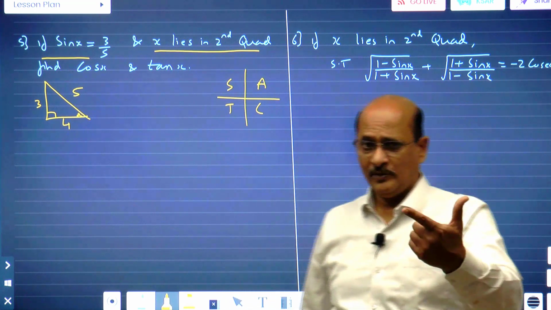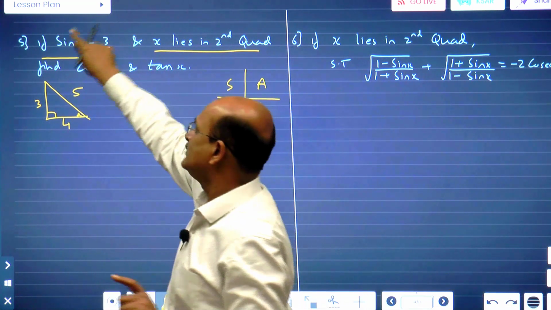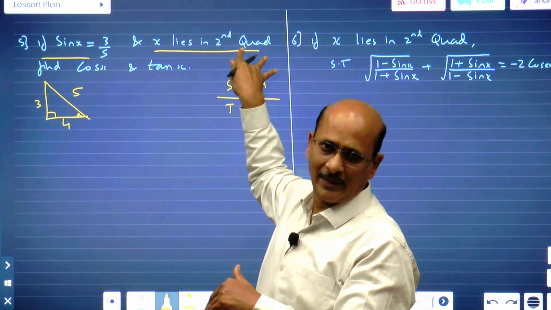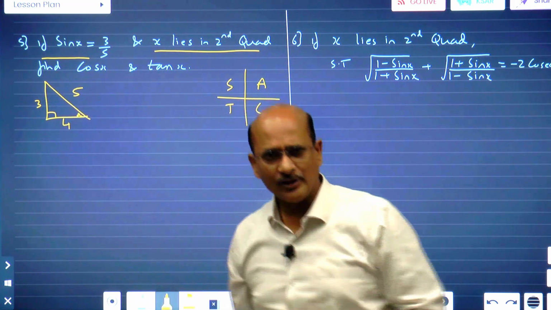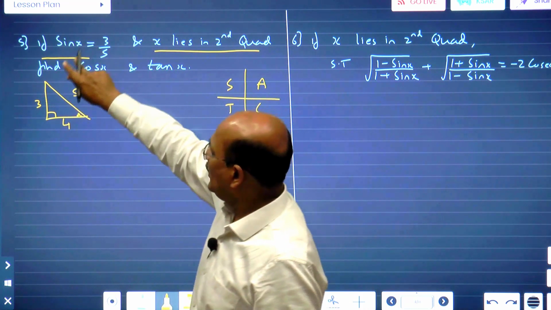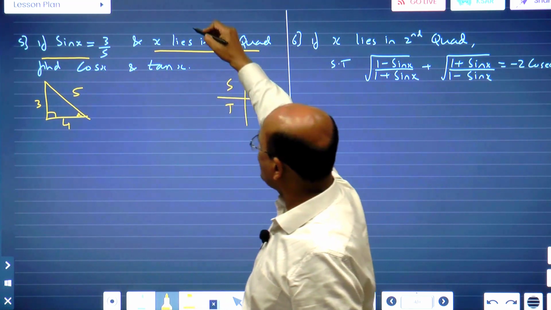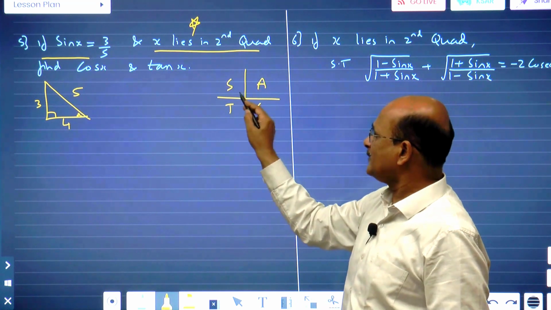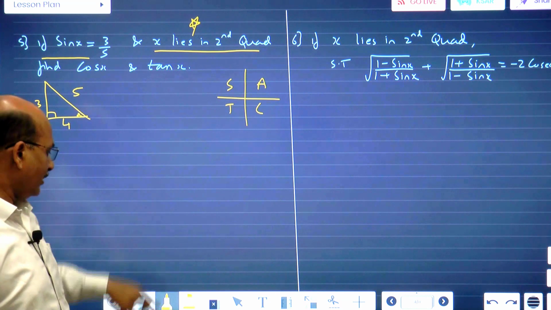I repeat the statement. In trigonometry, whenever any value is given to you, this is the easiest way to do any question coming in trigonometry. These are called conditional sums. Why is it called conditional? Because they gave you some value of trigonometry, and at the same time, this is an important information: it lies in the second quadrant. In second quadrant, what is positive? Anybody can tell me, second quadrant, what is positive?